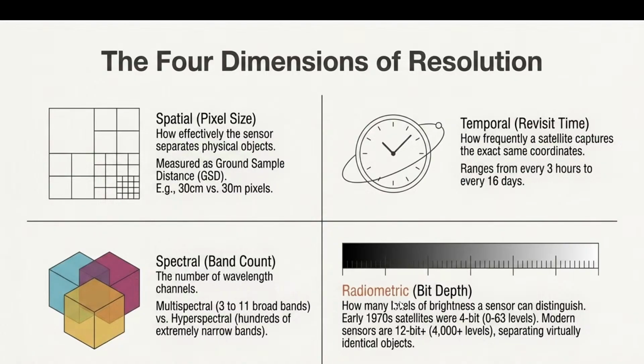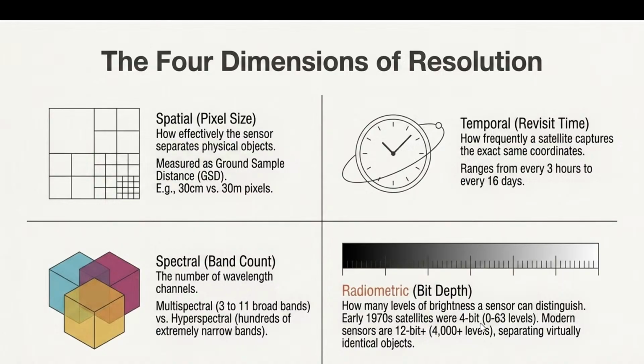Then radiometric indicates how many levels of brightness a sensor can distinguish. Early 1997 satellites were 4-bit, basically 0 to 63 levels. But modern sensors are 12-bit, which is more than 4,000 levels, separating virtually identical objects. So it indicates the bit depth.